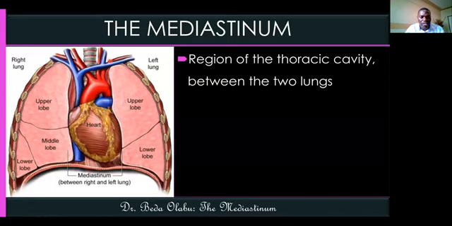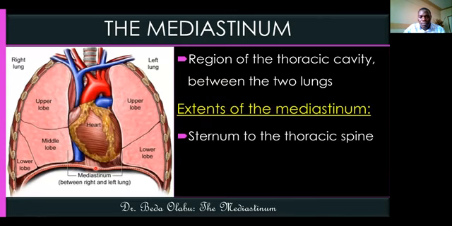The upper part of the mediastinum is what we call the thoracic inlet, in as much as that thoracic inlet might even extend beyond the mediastinum. The lower part will be the diaphragm here. So the mediastinum extends from anteriorly the sternum to posteriorly the thoracic spine, which means that the sternum is not a content of the mediastinum, but it is a boundary of the mediastinum.